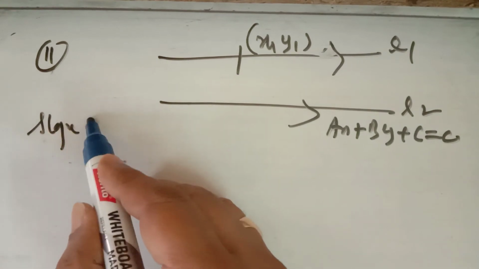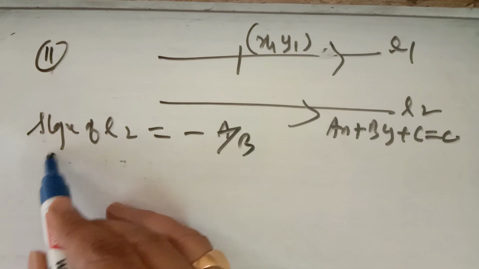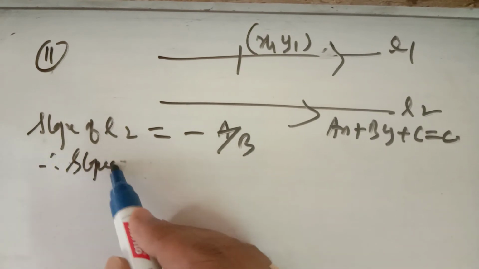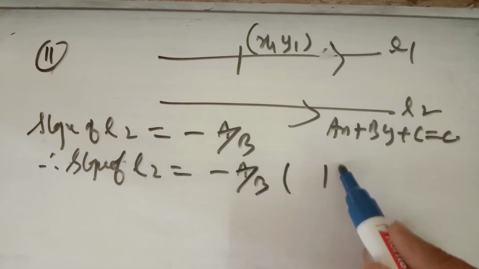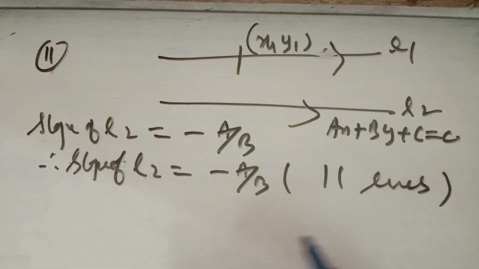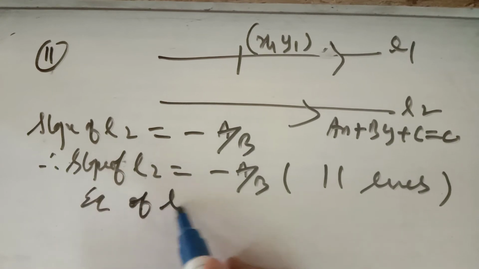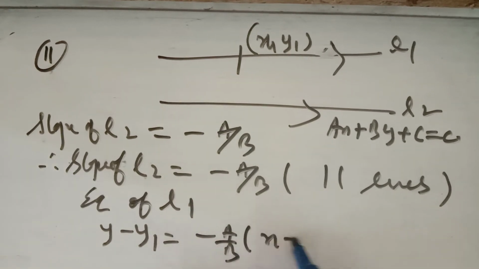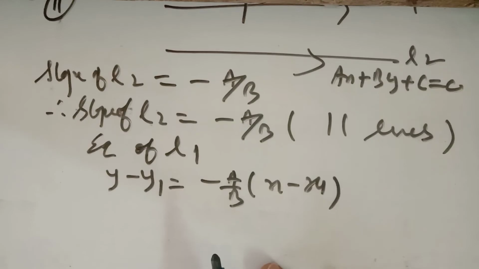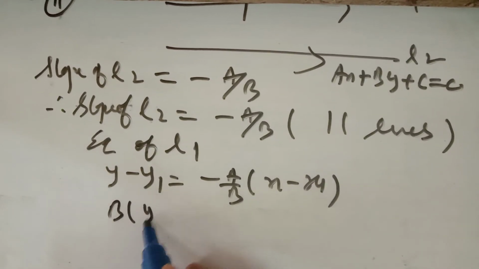So the slope of the line L2 is minus a upon b, and therefore the slope of the line L1 will also be equal to minus a upon b, because parallel lines are given. So their slopes will be equal, and therefore the equation of the line L1 will be y minus y1 is equal to slope m into x minus x1. And you can arrange it and write as you have to prove.